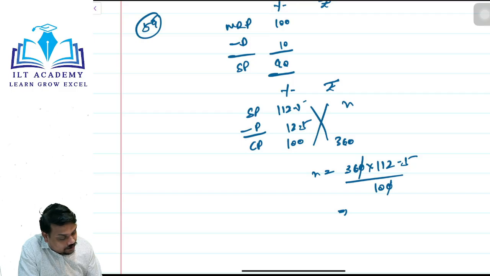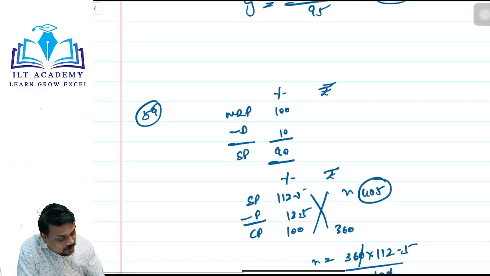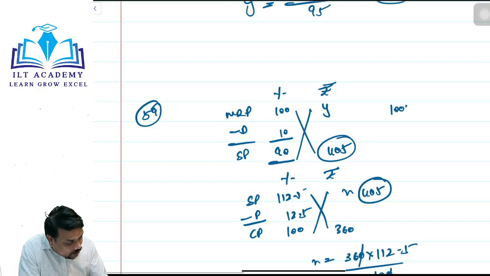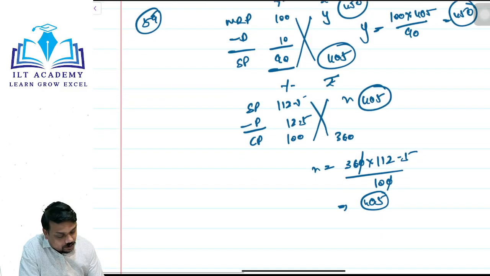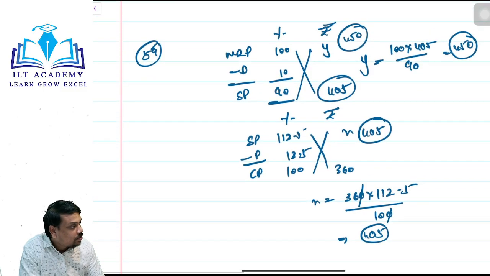कितना है? 405. ये हो गया 405. दिस इज सेलिंग प्राइस, राइट. ये 405 यहाँ पर डाल दो, जो यू टेक इट एज Y. सो 100 इंटू 405 डिवाइड बाई 90 इज इक्वल टू Y. Y इज 450. एनी डाउट्स? आ गया समझ में?